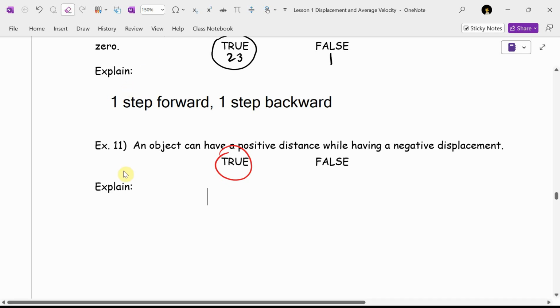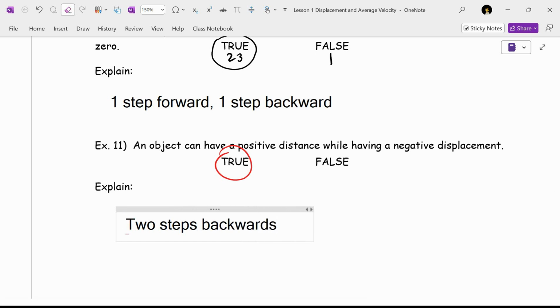If you moved from -5 to 0, I would argue you had a positive displacement because you've moved to the right. Reverse that. Okay, let's say two steps backwards. In fact, even 1 step backward, distance has no direction, much like your future. It has no direction, and so you would say that's a distance of 2, a displacement of -2.